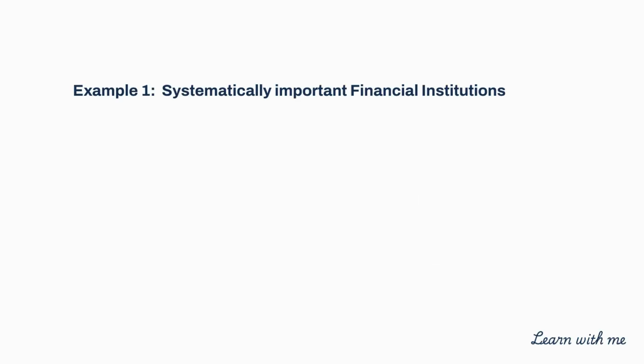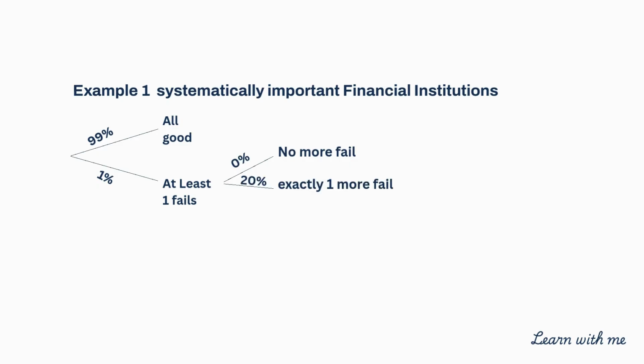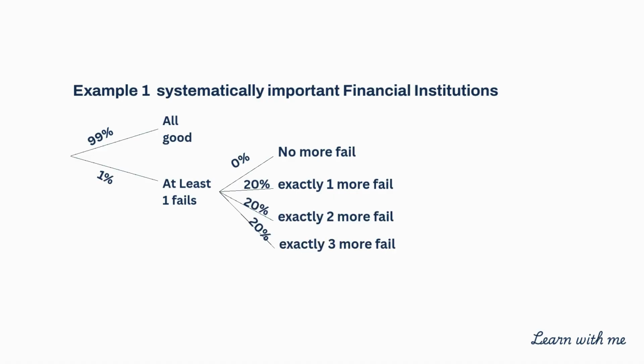Now let's take a look at some examples. Our first example is about systemically important financial institutions. Let's say there's a 99% chance that all the institutions are doing fine, and only a 1% chance that at least one will go bankrupt. Now, if one institution fails, here are the chances for what happens next. 0% chance that no more institutions fail, 20% chance that one more fails, 20% chance that two more fail, 20% chance that three more fail, 20% chance that four more fail, and 20% chance that five more fail.